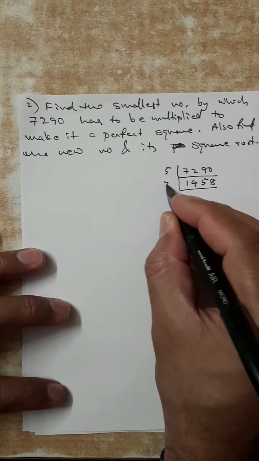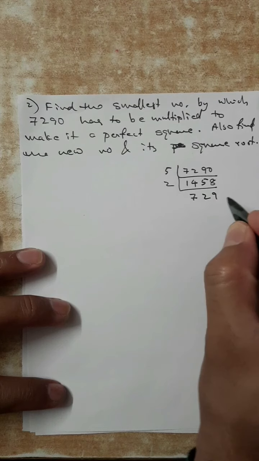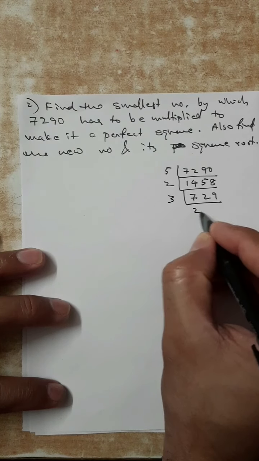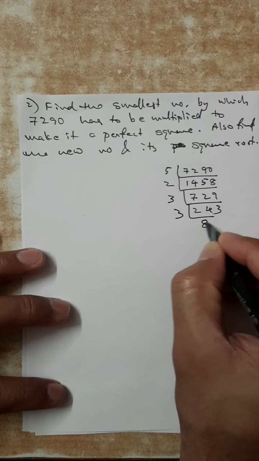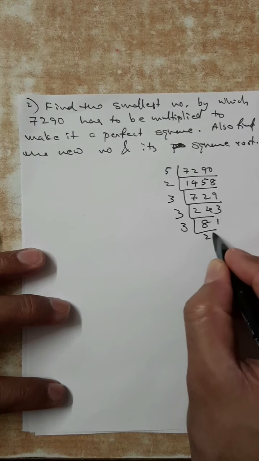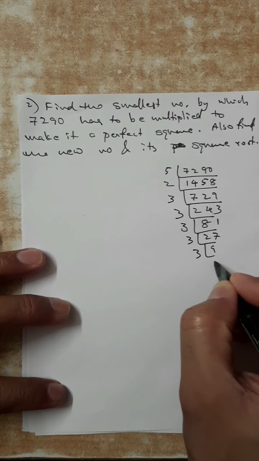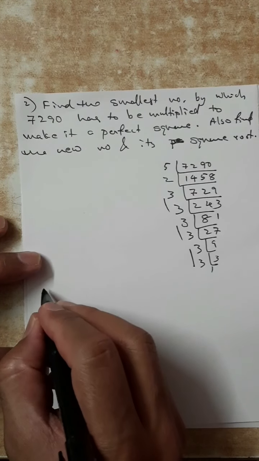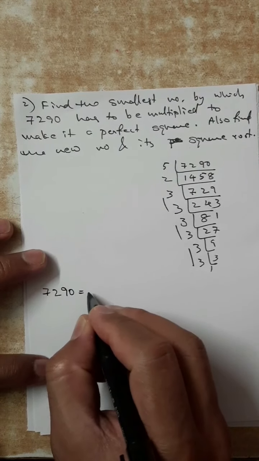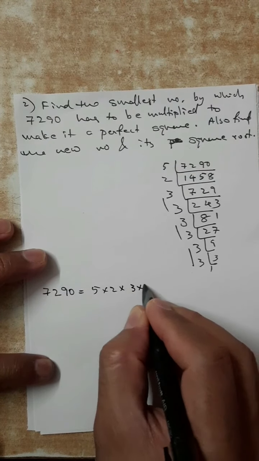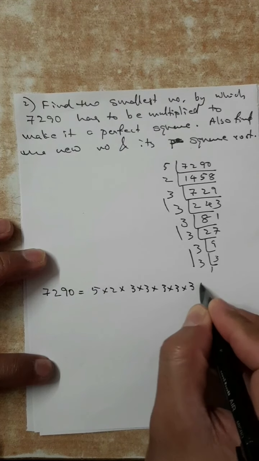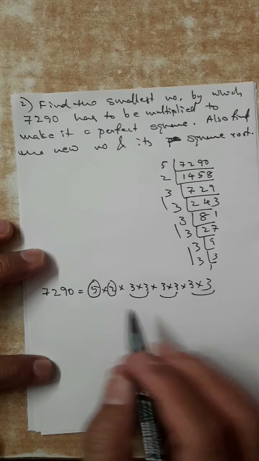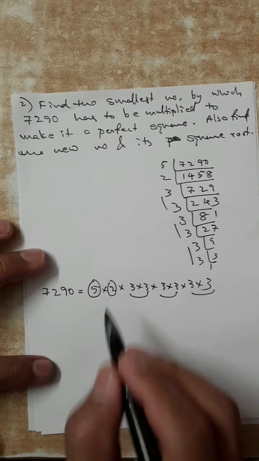Now we can do with the 2. 729 already you know. We can do with the 3. So we can write 7290 as 5 into 2 into 3 into 3 into 3 into 3 into 3 into 3. Pair, another pair. This 2 is alone, 5 is also alone. So this number is not a perfect square because of these.